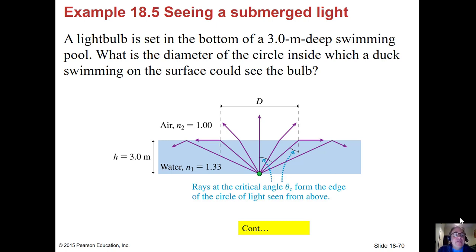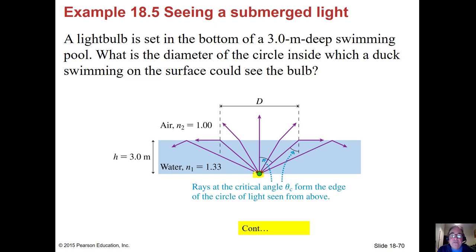So we've got a light bulb set at the bottom of a 3-meter deep swimming pool, as you can see here. What is the diameter of the circle inside which a duck swimming on the surface could see the light bulb? So the idea is, here's the light bulb down here at the bottom. Now, if you've got a duck swimming on the surface, it's only going to see the light from the light bulb if it could make it into the duck's eye.